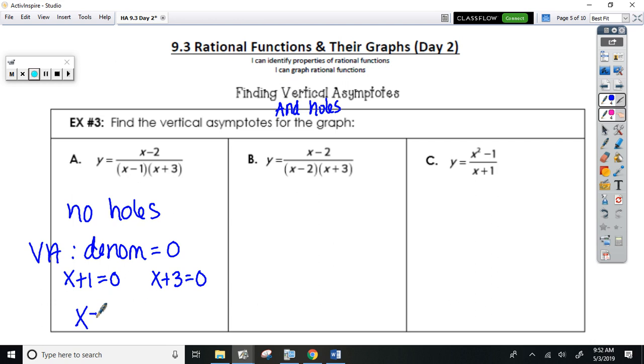Subtract 1, you get x equals -1. That's one of our vertical asymptotes. And subtract 3, x equals -3. Now, could you also type this in your graphing calculator to look at it? Sure. But if you're going to type it in the graphing calculator, you would need an extra set of parentheses.